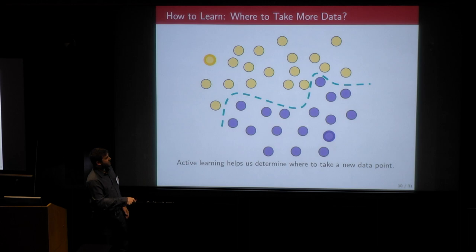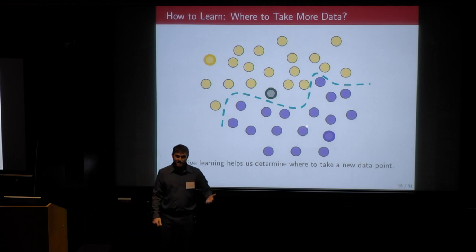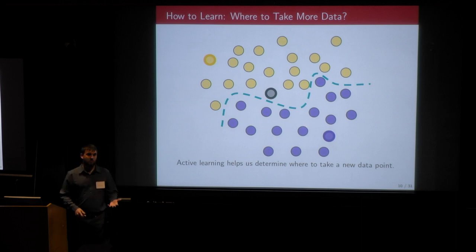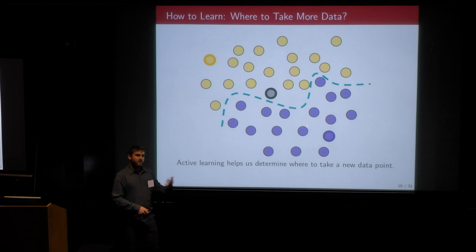I could take the data point down here, same story, and it's not going to affect the decision boundary, but I could maybe decide to take it right there, and then if that thing happens to be purple, it's going to push this decision boundary up, right? So I've spent my time and money wisely to figure out how to take the next data point. So this is called the realm of active learning.